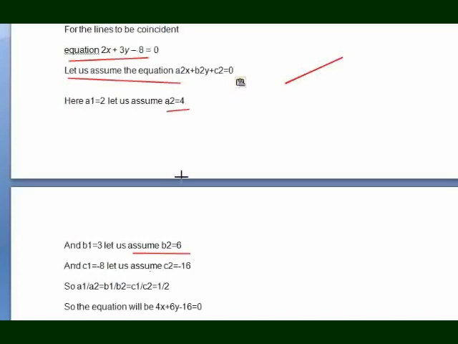So the condition is fulfilled: a1 by a2 is equal to b1 by b2 is equal to c1 by c2 is equal to 1 by 2. So it fulfills the condition of lines to be coincident. So the equation will be a2x plus b2y plus c2. Put the values of a2, b2 and c2: a2 is 4, b2 is 6 and c2 is minus 16. So the equation will be 4x plus 6y minus 16 is equal to 0.